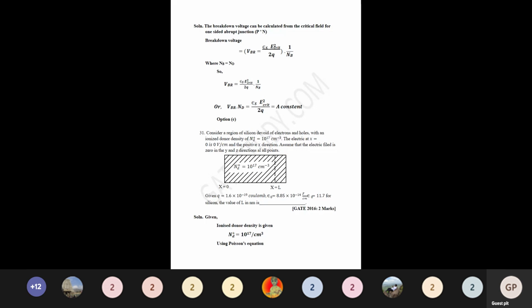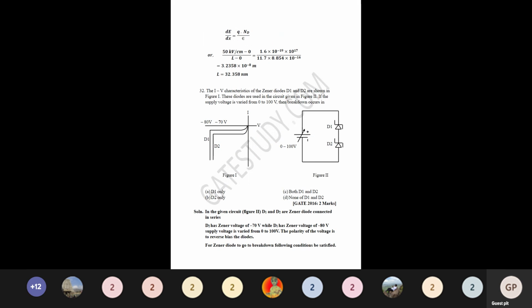Then the value of L in nm: the ionized donor density is given by Nd plus equal to 10 to the power 17 per centimeter cube. By using Poisson's equation, dE by dx equal to Q into Nd by epsilon, that is 50 kilovolt per centimeter minus 0 by L minus 0, whose value L is equal to 32.358 nanometer.